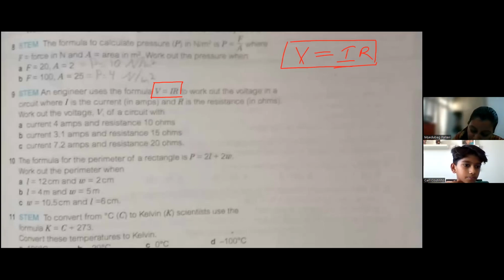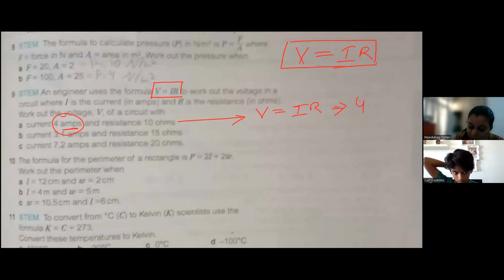So can you find it for the first one? For the first case, V is equal to IR. What is the value for I? Current is 4 amperes. So current is 4 and resistance is 10. So 40? Yes, it will be 40 volts. Correct.